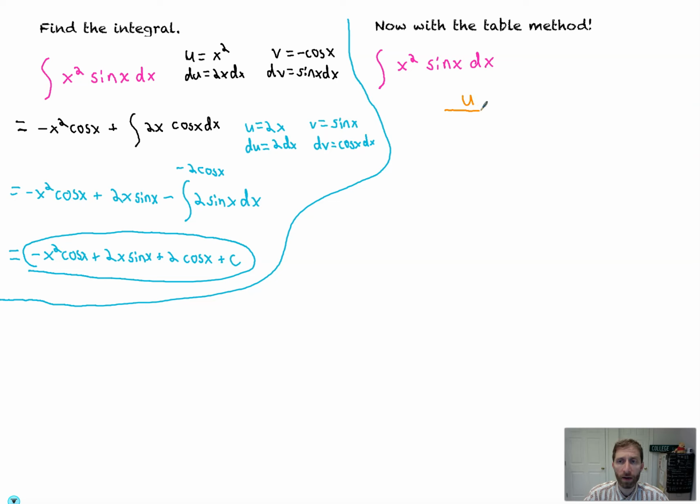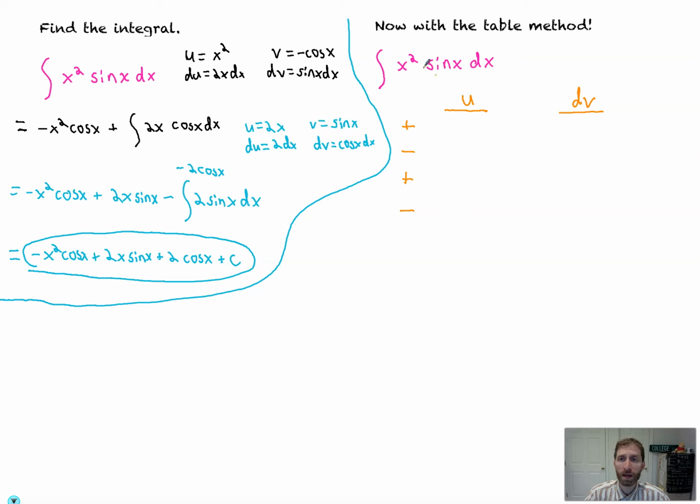You have your u value. You have your dv value, right? You start out with that like normal. And we alternate signs. It goes plus, minus, and it just keeps going on and on. And I'll tell you how we know when to finish our table.